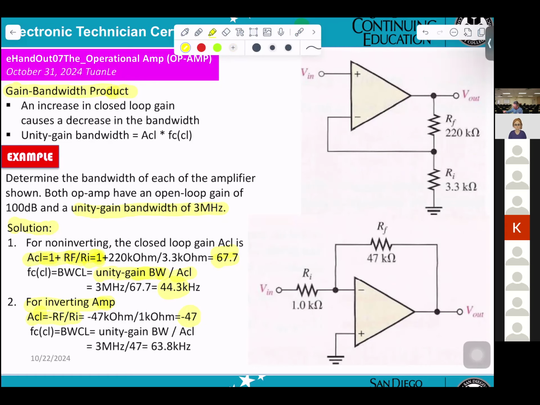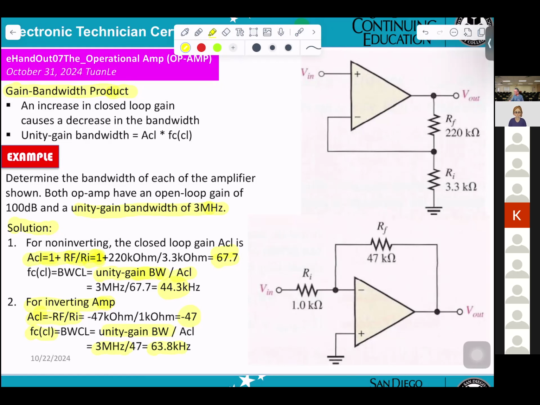So the cutoff frequency equals unity gain divided by the gain. The unity gain bandwidth given is 3 megahertz, divided by the gain. The answer will be 63.8 kilohertz. Basically, that's just a simple calculation. You only need to recognize whatever they give you.